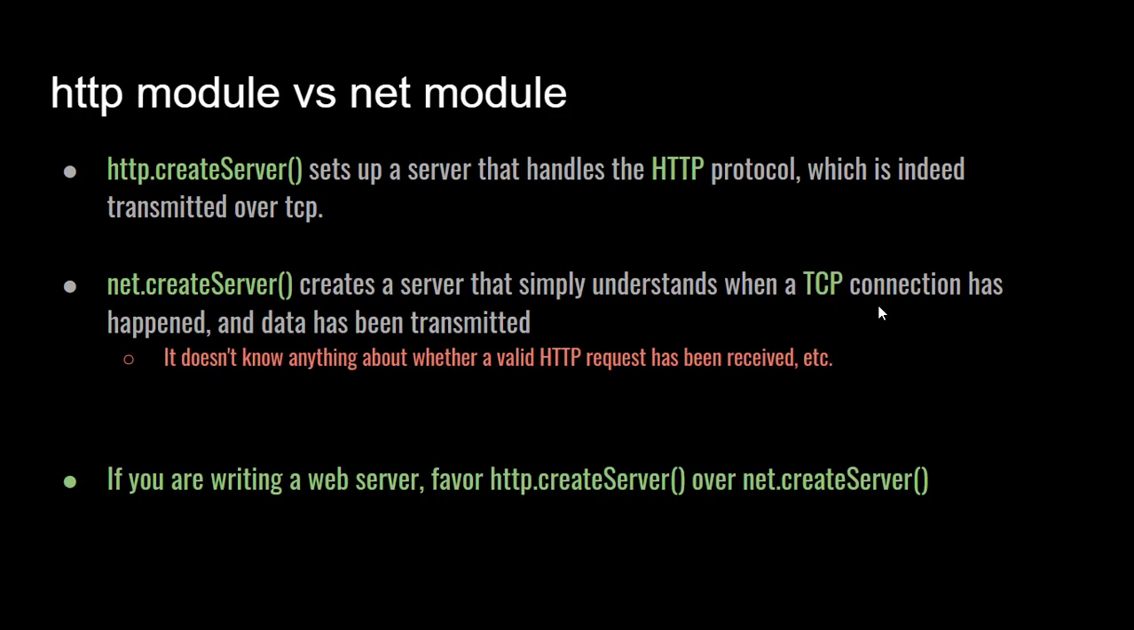So HTTP module versus the net module. We use HTTP create server to set up a server that handles the HTTP protocol, which is again transmitted over top of the TCP. Right, the TCP has to create the connection before the web page request can come and go. Otherwise, we use this net.create server that simply understands TCP connections, that they've happened and that data is being transmitted. It doesn't know anything about the web requests, right? This is the layer, the protocol underneath all of that.